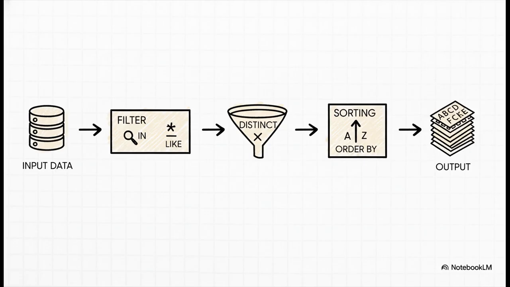First, we use in to grab countries from Asia or Europe. At the same time, we use like to make sure the name starts with A. Then, we throw distinct in there to get rid of any duplicates. And for the grand finale, we use order by to sort the whole thing alphabetically. It's like an assembly line for your data, and every single one of our new tools plays a crucial part.